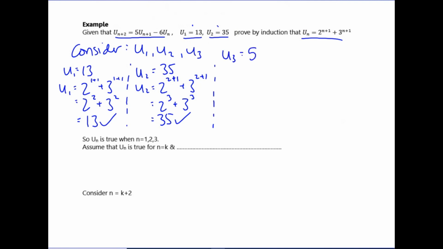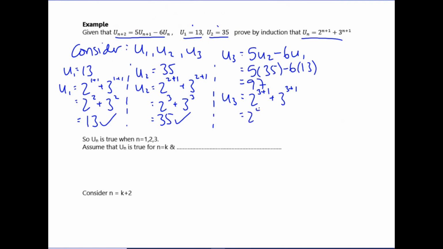Now, from the recurrence relation, U_3 is 5U_2 minus 6U_1. That's 5 times 35 minus 6 times 13, which is 97. From the nth term, this is 2 to the 3 plus 1 plus 3 to the 3 plus 1, 2 to the 4 plus 3 to the 4. That's 16 plus 81, which does equal 97. So it's true for U_1, U_2, and U_3.